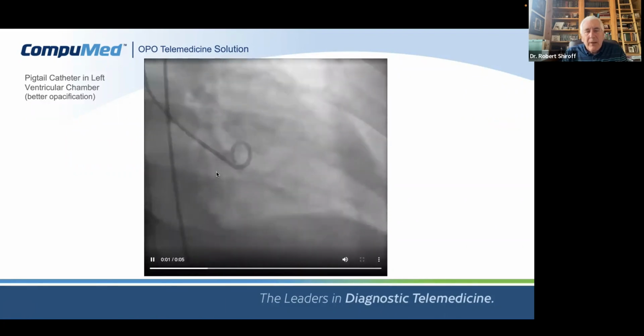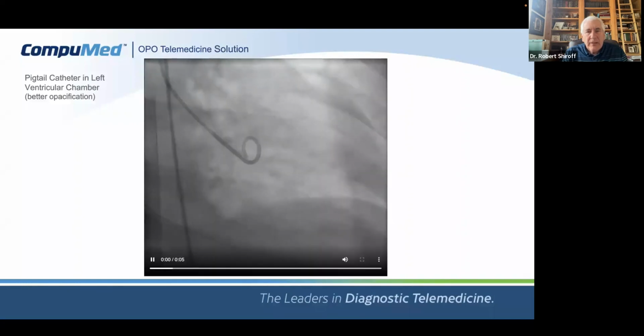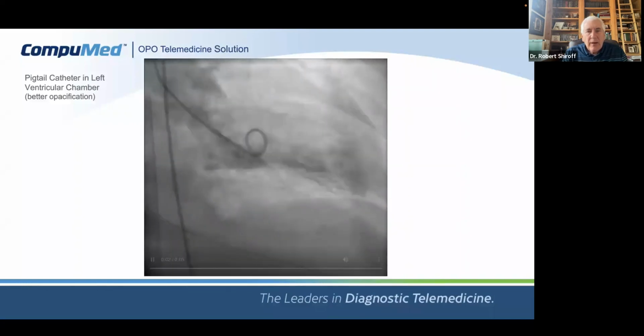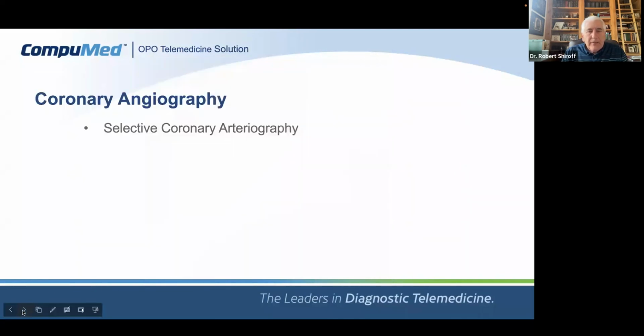It's a better example, but it would have been better if he'd used a power injector and spent the extra 2 minutes to inject 15 cc's as a bolus. Then we would have gotten one or two good beats and been able to see the heart much better. Selective coronary angiography is the gold standard for looking at coronary anatomy.